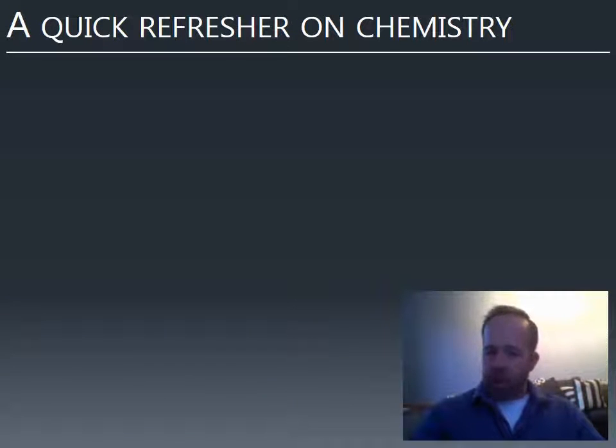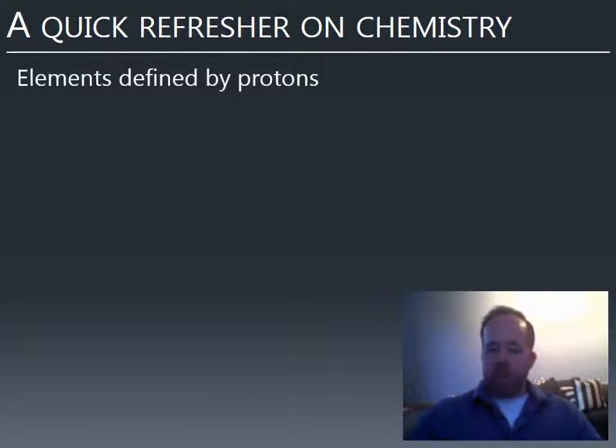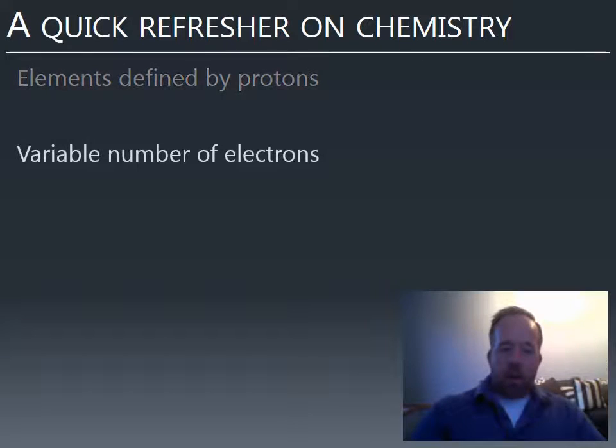So for those that haven't had chemistry in a while, quick refresher. Elements are defined by the number of protons they have, not proteins, protons. So a proton is a basic charged particle. It's got a positive charge. Hydrogen has 1 proton, helium has 2, lithium has 3, carbon has 6. And so this is what defines what the element is: the number of protons. Now for today, that's not as important as understanding that these atoms can have a variable number of electrons. Electron is the proton's counterpart. Proton is positively charged, electron is negatively charged.